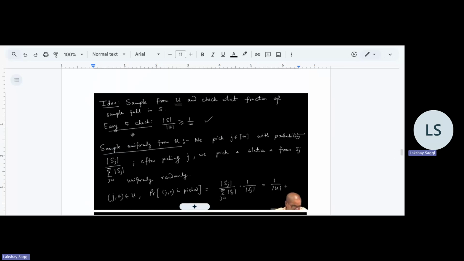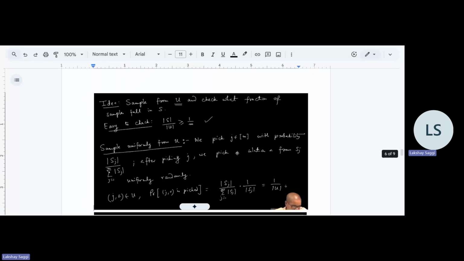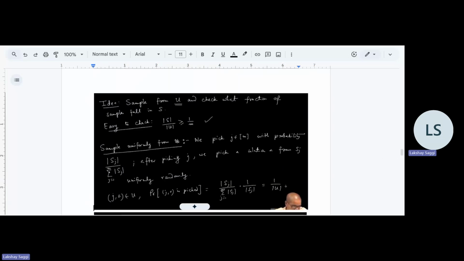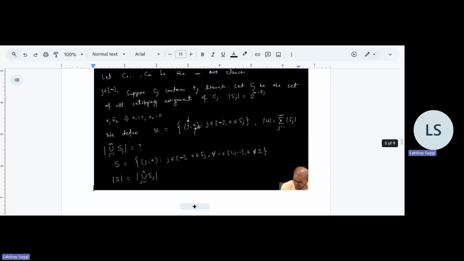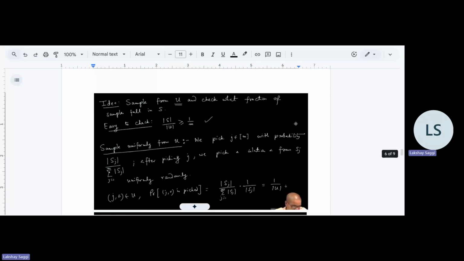But what one can actually show is that the thing which we want to estimate, the size of the union of S1, S2 till Sm, is a set that I call capital S. Then one can show that the size of capital S divided by the size of capital U, the set which we already know, is greater than or equal to 1 over m, where m is the number of clauses.